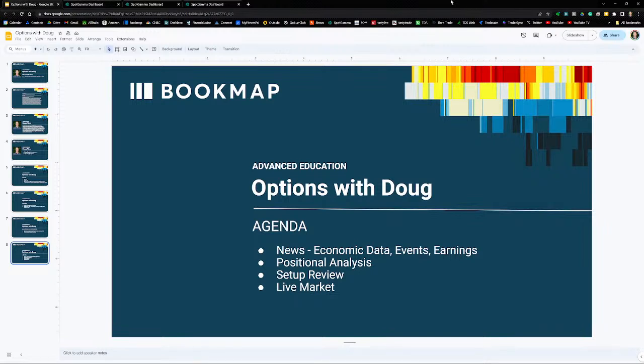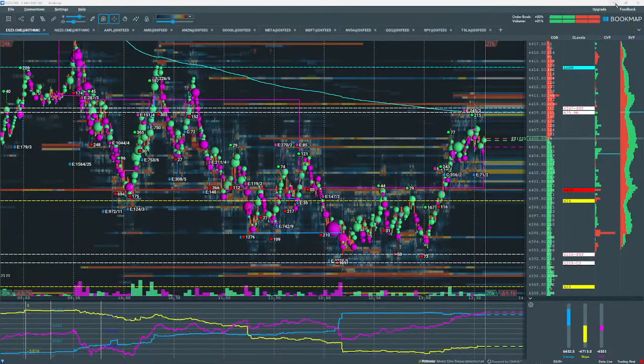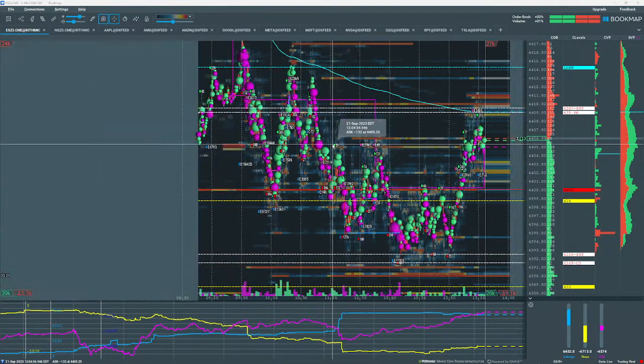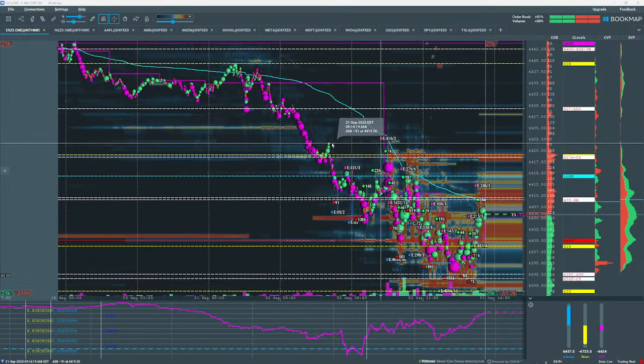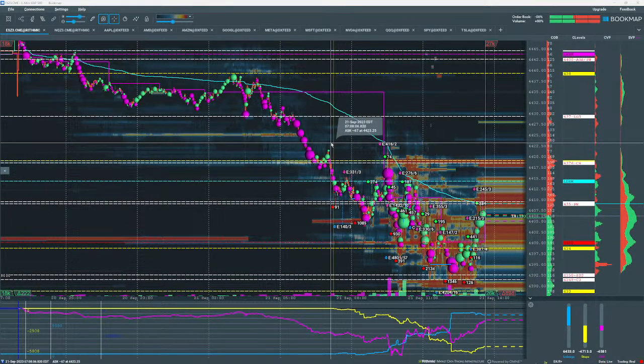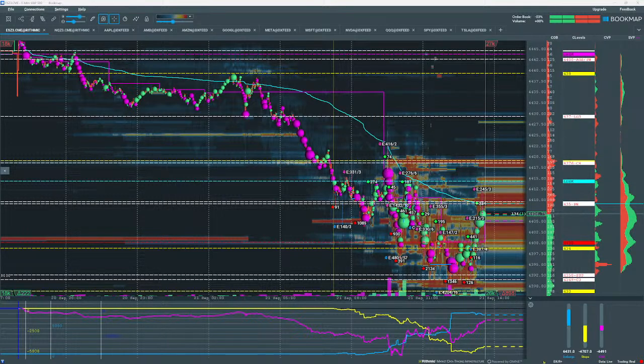All right, let's start with the positional analysis now. So this is the S&P 500. Big move down today, and most of that occurred before the RTH open. So here's the 4400 level.